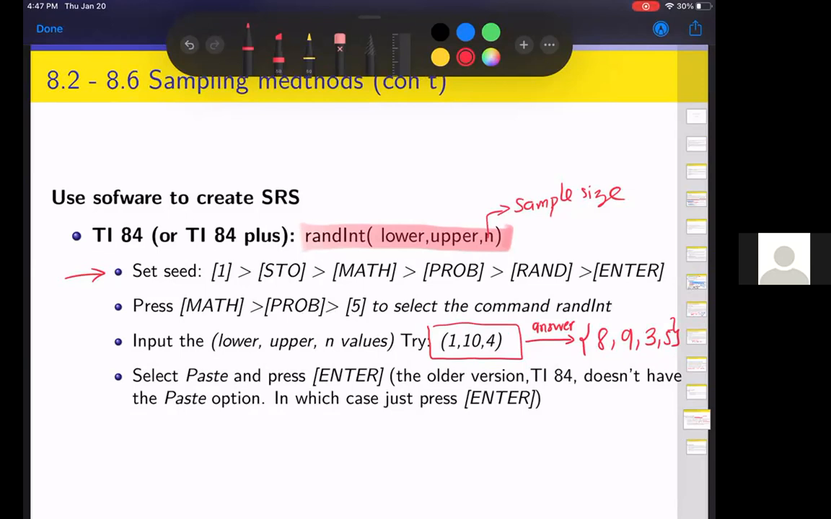Every time I try to set the seed, it tells me error. I can do the math part. I know, but you won't have the same answer. Okay, clear everything. Let's do what I tell you to do. Number 1, then store, then math, go over to prob for probability, then rand, then enter. Press enter twice. Oh, okay, enter twice. Thank you for letting me know.